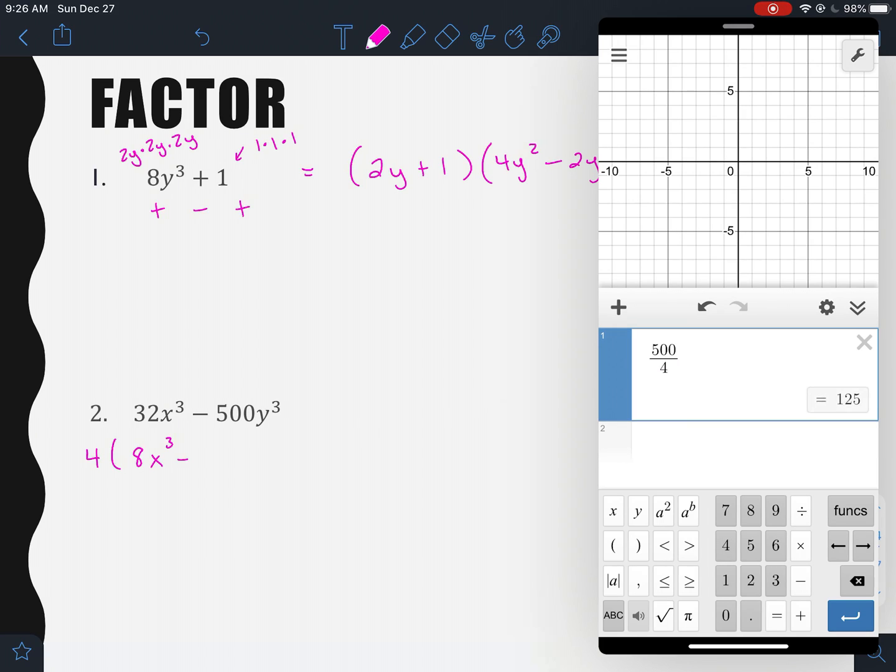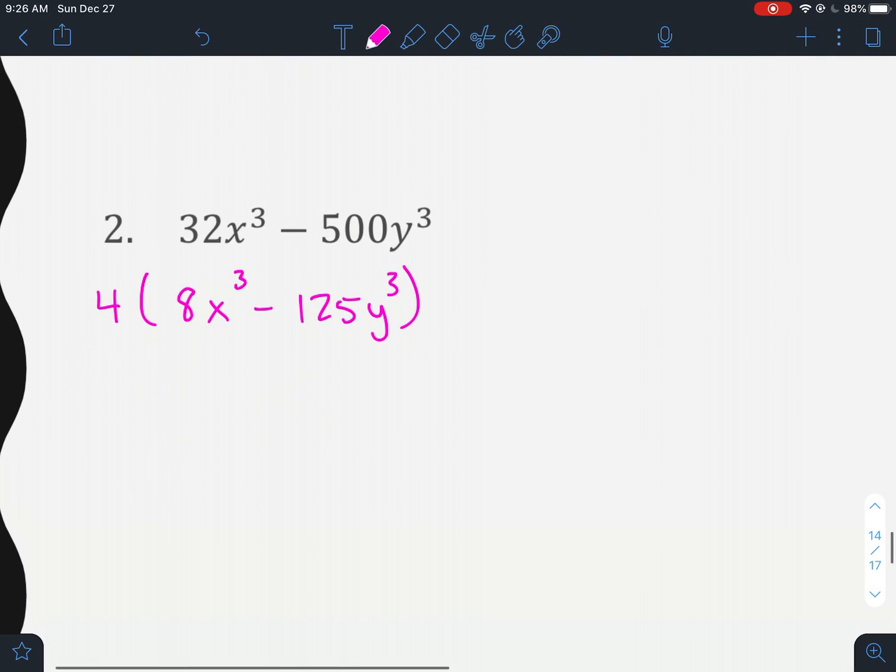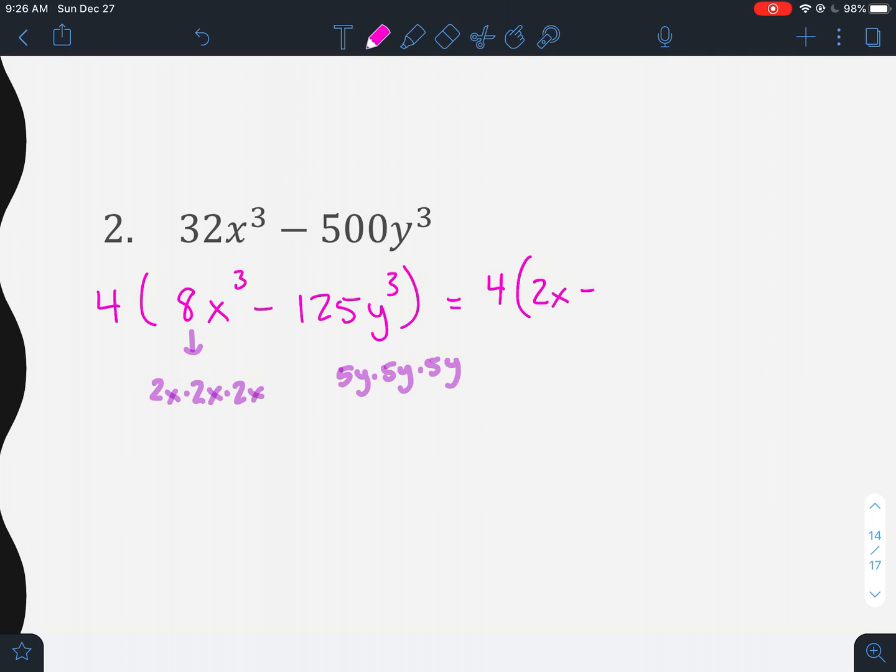would be 25 times 5, so it would be 125. But let's just make sure. So it would be 500 divided by 4, and you get 125. So this would be 125y to the third. Now notice on the inside, now I have a difference of two perfect cubes. 8x to the third is 2x times 2x times 2x. 125y to the third is 5y times 5y times 5y.